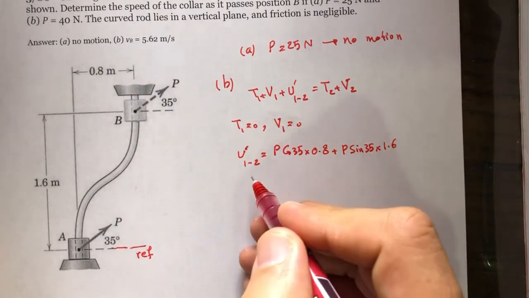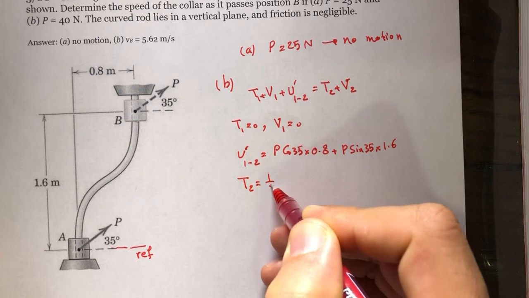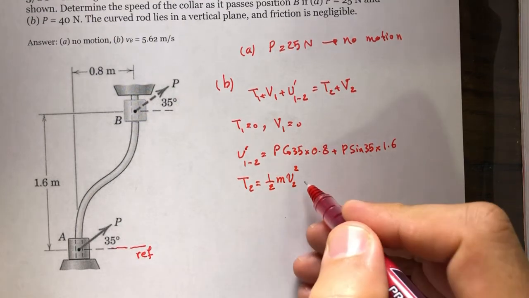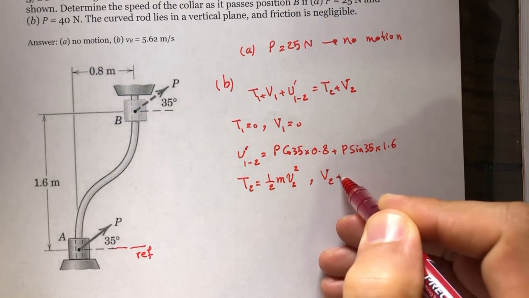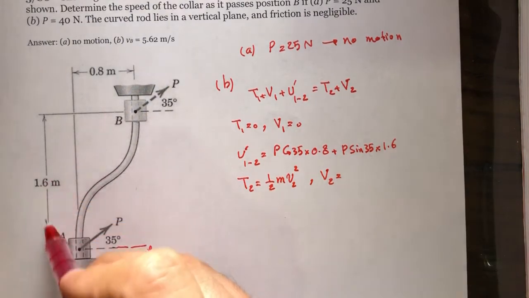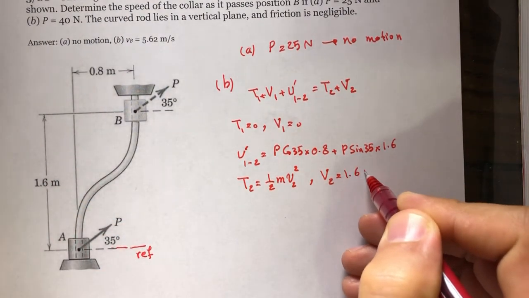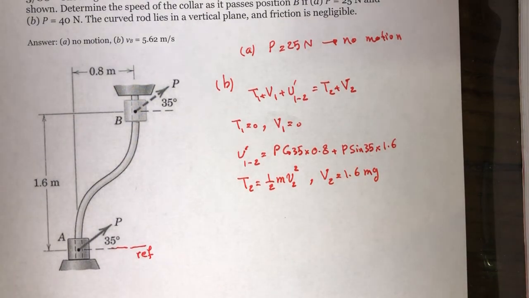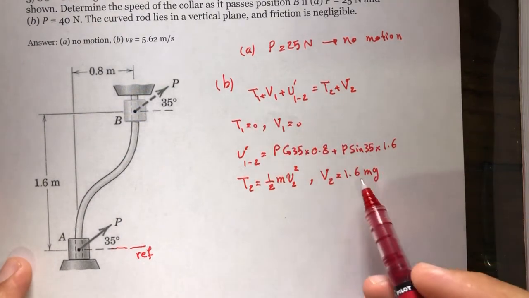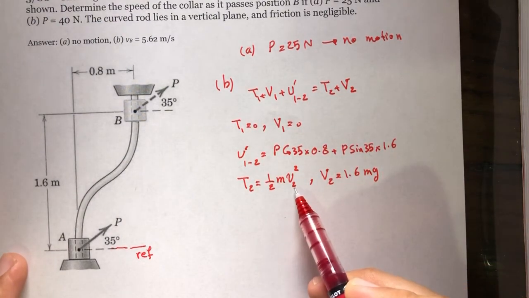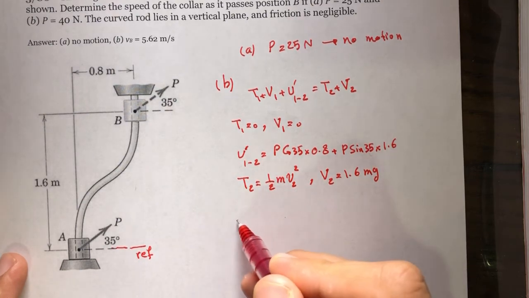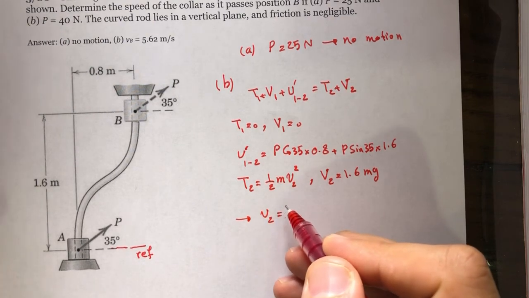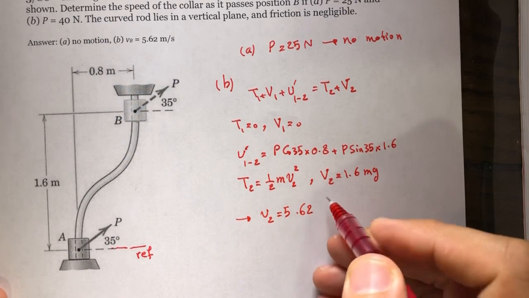And at the end, T2 is going to be 1/2 of mass times velocity at this point squared. And also the potential energy is going to be mgh. So h is 1.6, so 1.6 times m times g. M is given, m is equal to 2, and g is 9.81. So if you put everything here, the only unknown is going to be the velocity at point B, which we called V2 here. And from there, V2 is going to be 5.62 meter per second.